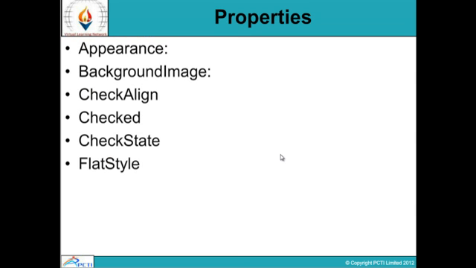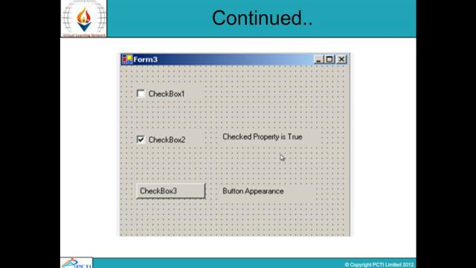Checkboxes have different properties that can be changed by the user. The first ones are appearance, background image, check align, checked, check state property, and flat style. These are the properties that can be changed by the end user. You can have a view of this. There are 3 check boxes.